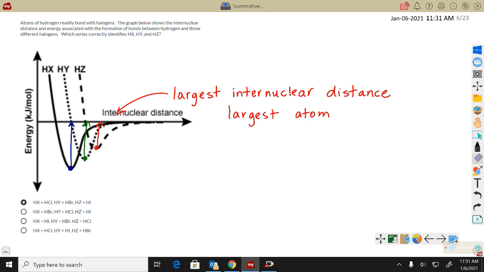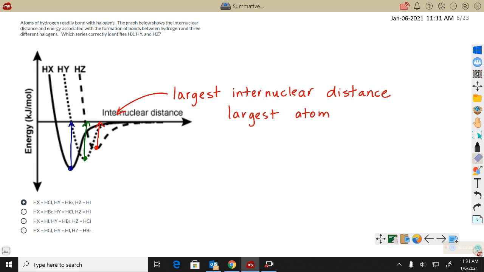Then we have these energy graphs that show us the relationship between bond energy and internuclear distance. And it's a careful science when we make these covalent bonds, because if I bring the atoms too close to each other, there's going to be repulsion. If the two positive nuclei are too close, they'll repel. If the electron clouds are too close, they'll repel.